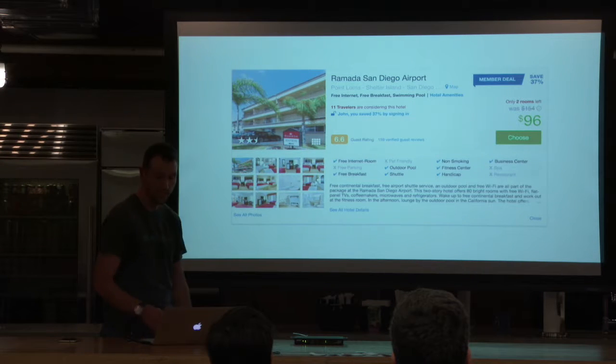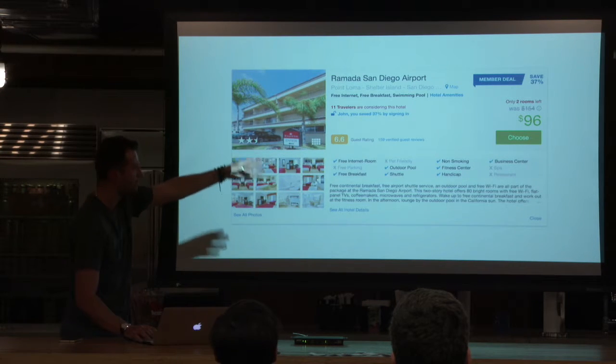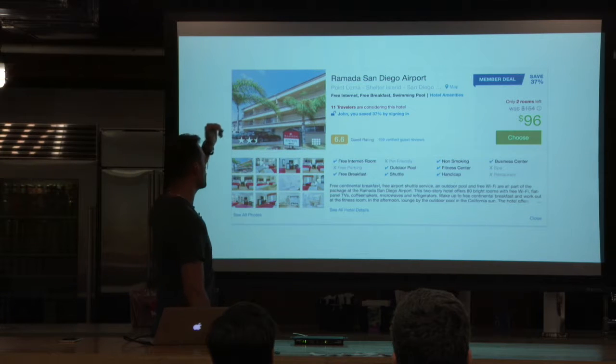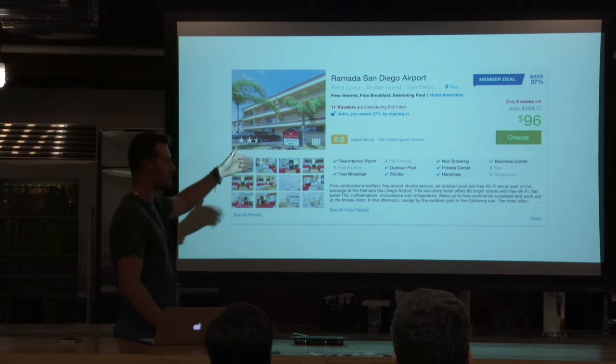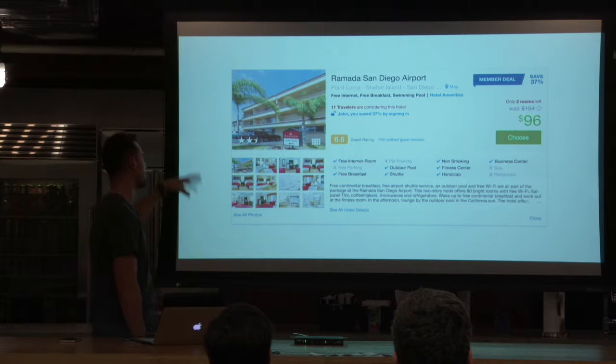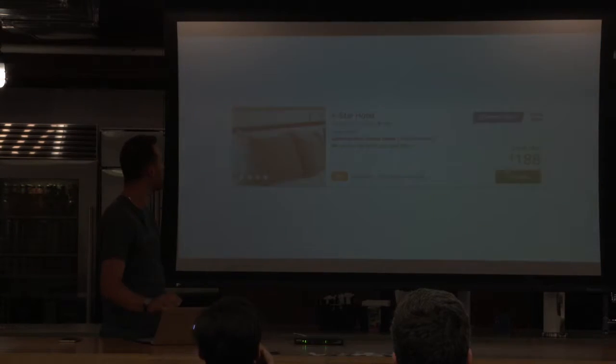This is what we call a member deal. We have different badges, different types of decoration. You have real-time availability. We have a guest score, which also changes a lot of different sorts of content. We have photos that are sourced from different places.